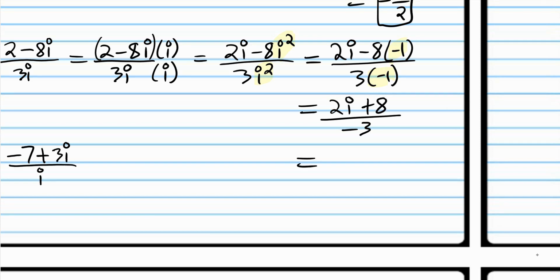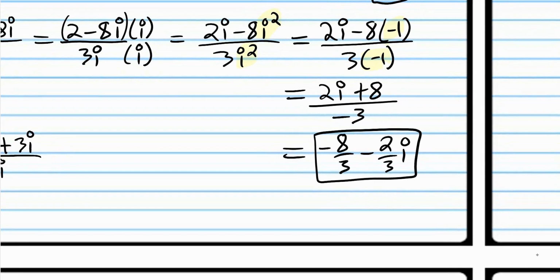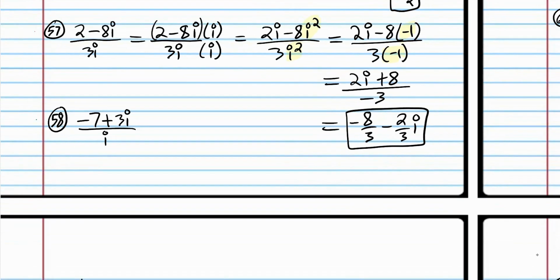So we have 2i, and you probably want to change the terms around, because technically we're putting it in that form. So we have -8 thirds minus 2/3 i. You can just rearrange the terms there. Hopefully I didn't confuse you by that. But both of the terms are going to be negative because you're dividing both of them by a negative.